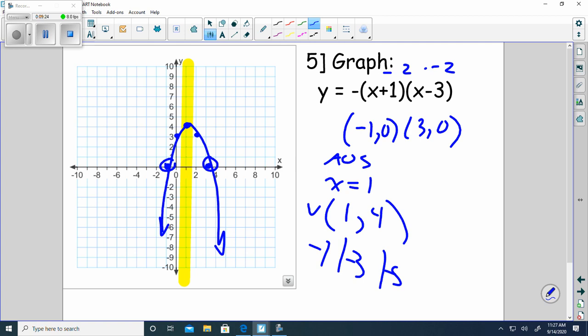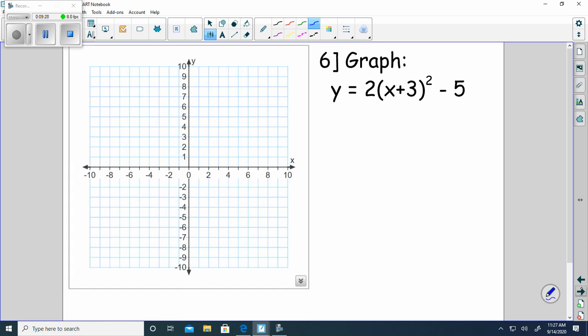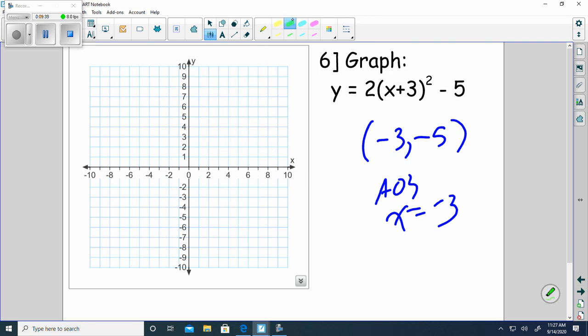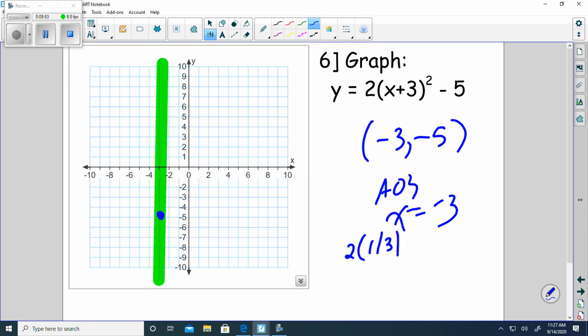Does it make sense why it opens down? I hope. Next one, this is in vertex form. So I'm going to get negative 3, negative 5. My axis of symmetry is going to be x equals negative 3. So let's go ahead and plot that on our xy axis. So negative 3 is coming straight down there. And I have a vertex at negative 3, negative 5. So I'm down here. My pattern graph is going to be 2 times 1, 3, 5. So that's going to be 2, 6, 10.